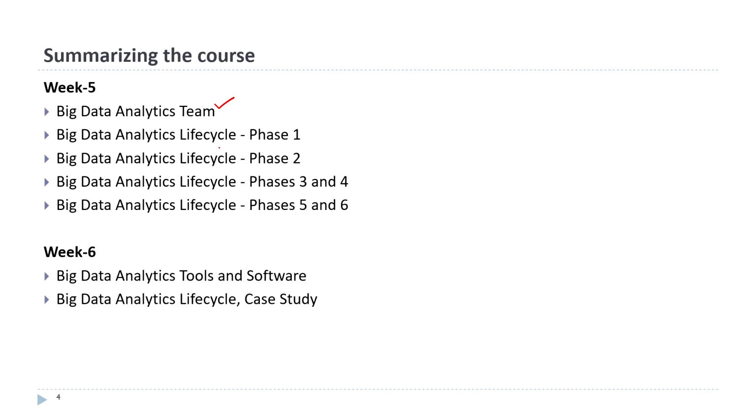So then the life cycle of data analytics was discussed in this whole week, in which different phases were there. Phase 1 was discovery, phase 2 was data preparation, phase 3 was model planning, phase 4 was model building, and phases 5 and 6 were communicating the results and operationalizing. These were taken in the discussion in week 5.